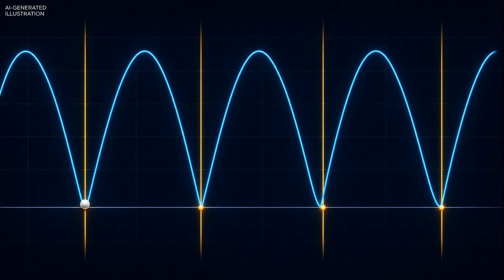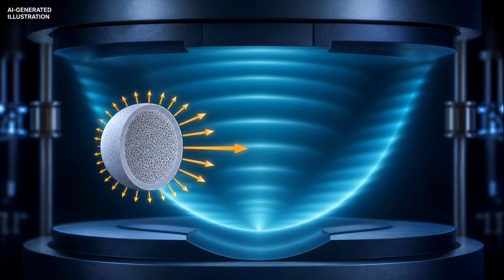At 40 kHz in room temperature air, sound has a wavelength of about 8.6 millimeters. Adjacent pressure nodes are half a wavelength apart, about 4.3 millimeters. Frequency, therefore, sets the basic spacing of the trap. But a node alone does not levitate anything.